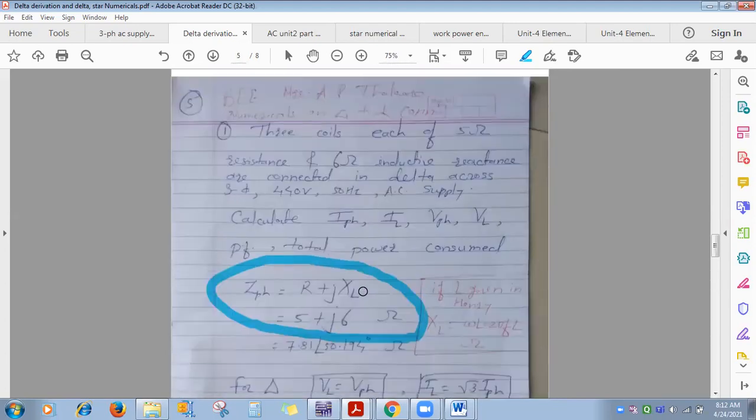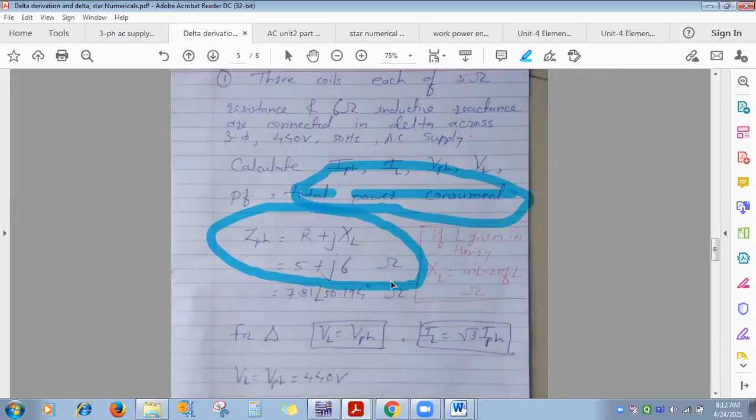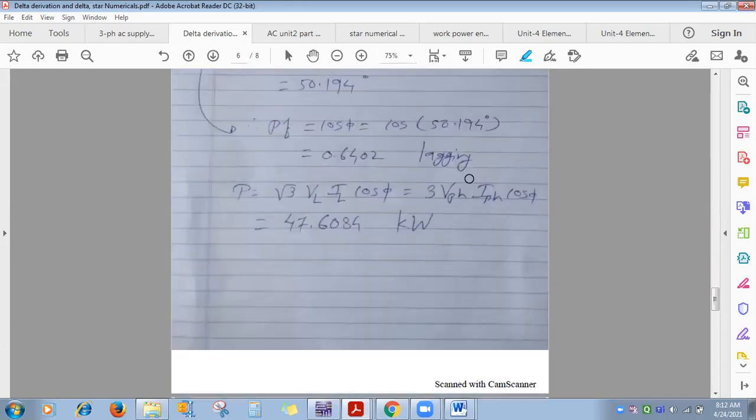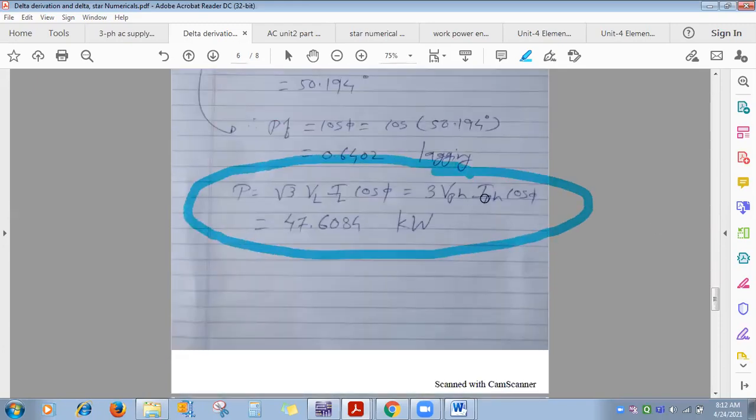And the last parameter is what? Total power consumed. Power consumed means active power. Total means three phase. So any of the formulas you can use: 3 times VPH IPH cos phi or √3 times VL IL cos phi. Put the values. Any difficulty with this sum?